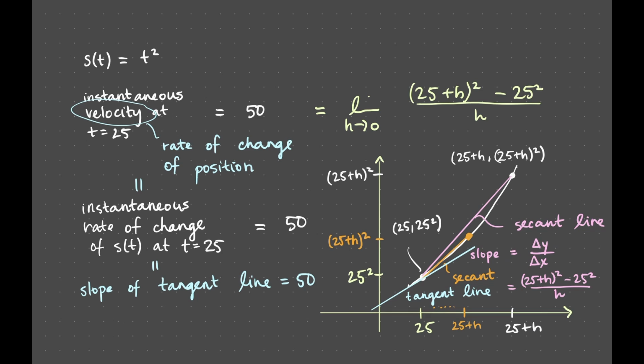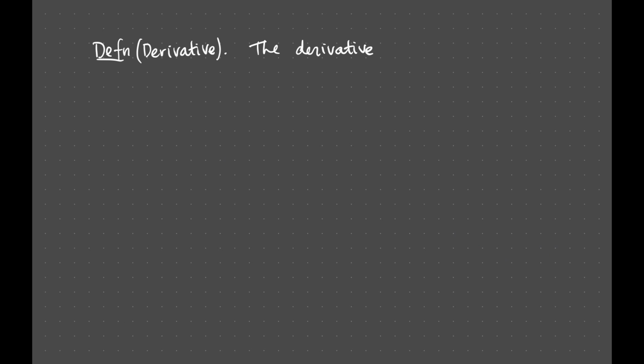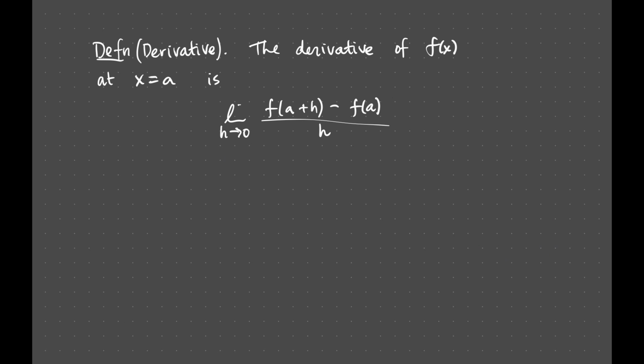Because the value of this particular slope is so important, it's given a name, the derivative of s at t equals 25. More generally, the derivative of a function f of x at x equals a is the limit as h goes to 0 of the quotient f of (a plus h) minus f of a all over h, provided this limit exists. And when the limit does exist, its value, as we discussed, is the slope of the tangent line to the graph of f at the point (a, f of a). This limiting value, when it exists, is usually denoted f prime of a, where the prime indicates that a derivative is being taken.